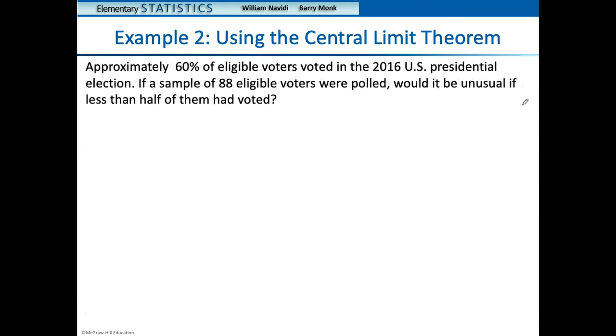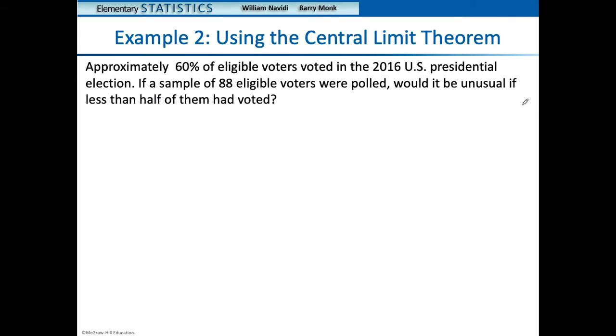All right, one more example. Approximately 60% of eligible voters voted in the 2016 U.S. presidential election. If a sample of 88 eligible voters were polled, would it be unusual if less than half of them had voted? Okay.